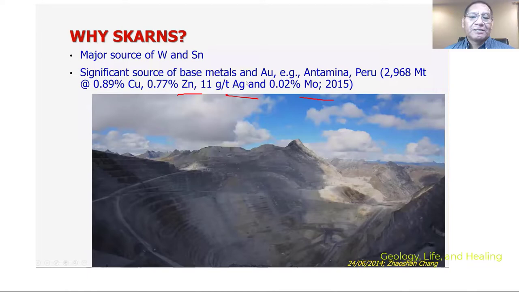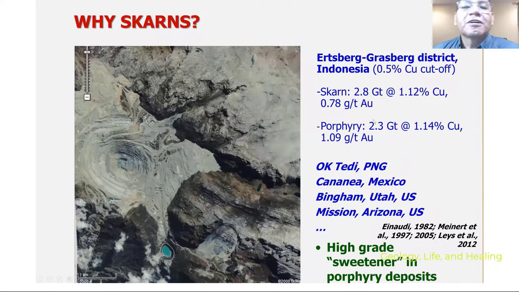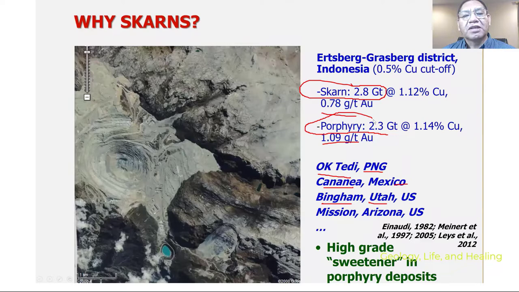Why skarns? The second example is the Grasberg district, Indonesia. It has one area with skarns with 2.8 gigatons, and the other area, the porphyry copper system, 2.3 gigatons. In both cases, we have over 1% of copper and gold, and the porphyry has more than 1 gram per ton. So it's very impressive, very big. Other examples: OK Tedi, Papua New Guinea, Cananea, Mexico, Bingham, Utah, United States, Mission, Arizona, United States.